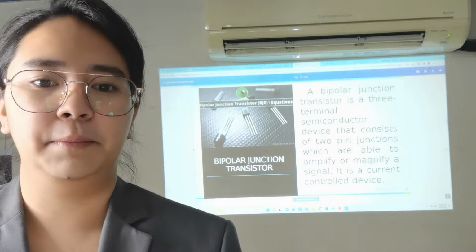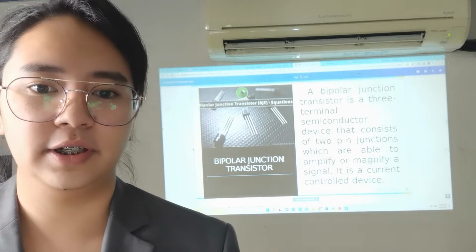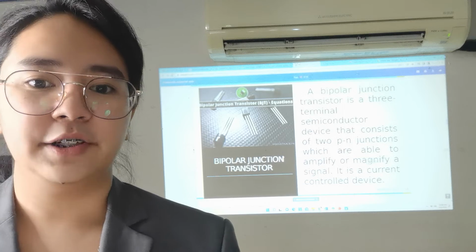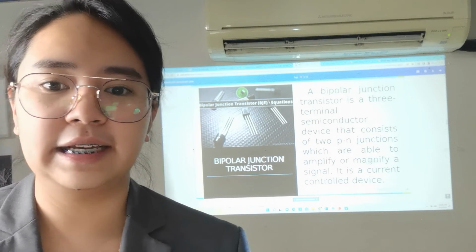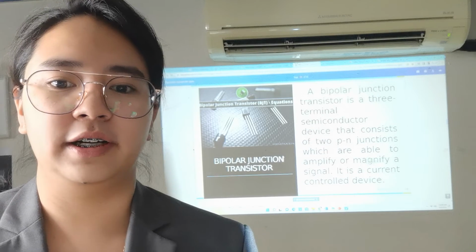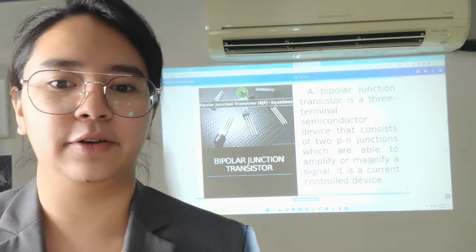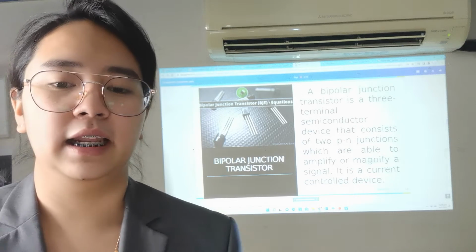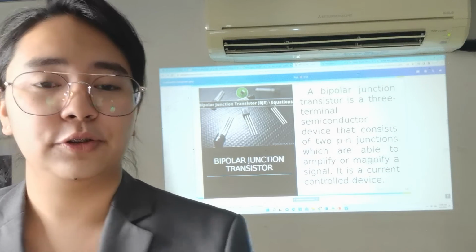The bipolar junction transistor is a three-terminal semiconductor device that consists of two PN junctions which are able to amplify or magnify a signal. It is a current-controlled device.